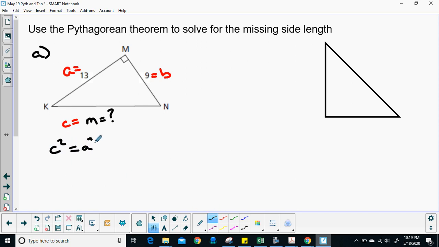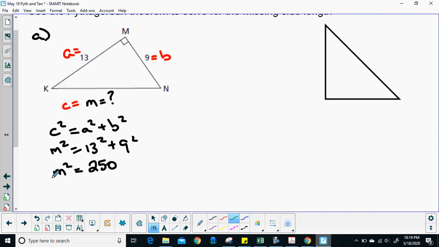So C squared equals A squared plus B squared. The missing side that I am looking for is going to be 13 squared plus 9 squared. We have to use the square button on our calculator. So 13 squared plus 9 squared. Add those all up first, and you get 250. And then remember, to get rid of the square, we have to square root both sides. So hit your square root button, and you should get a final answer of 15.8.